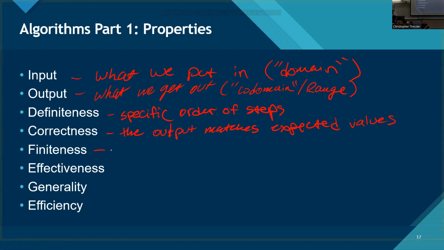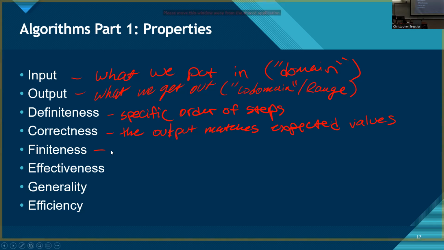Finiteness means that it's eventually going to end. Finite, opposite of infinite, so that makes sense, hopefully.